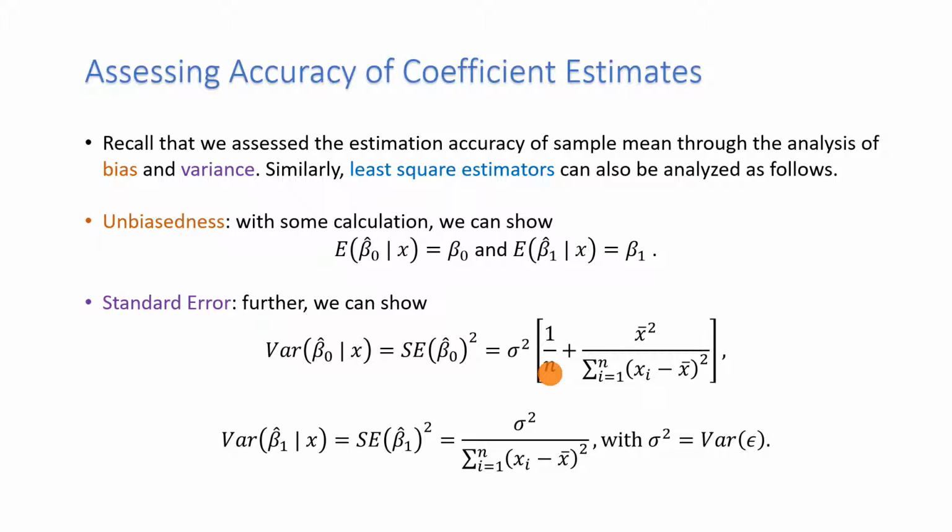And when you have only a small sample size n, you would expect to have a large standard error of your estimates. Okay. And one remaining question we left in the last class is that sigma square is actually an unknown parameter to us, right? So in practice, in order to calculate the standard error of beta 0 hat and beta 1 hat, we need to estimate this unknown parameter sigma square.